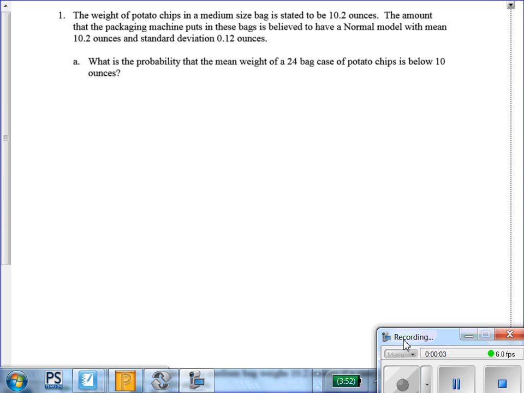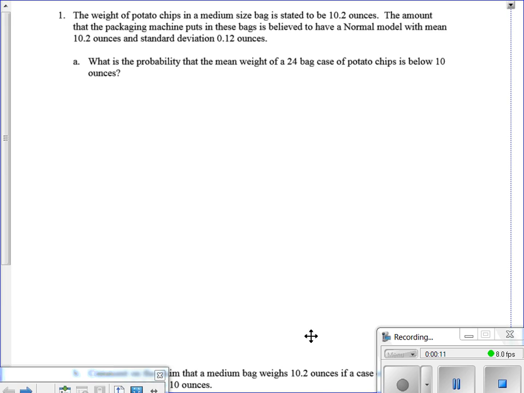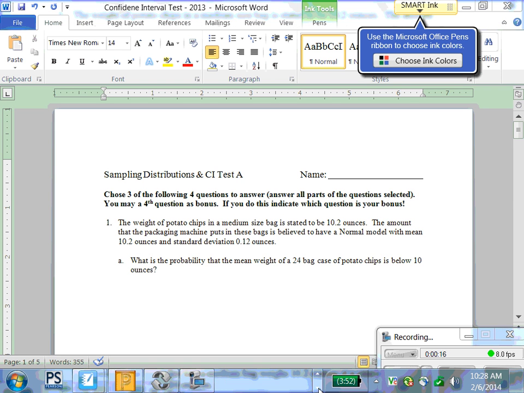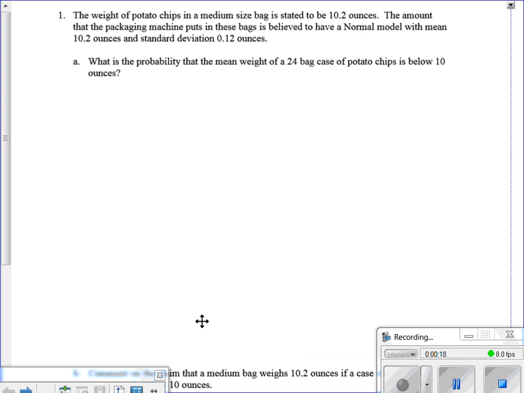So looking through the test, you might see slightly different numbers here, but the concepts are the same. Very quick rundown. All right. So the potato chip problem.